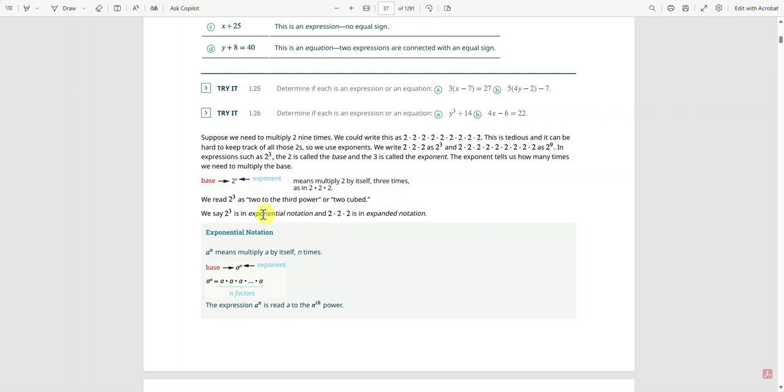And make sure you understand that this expresses the same exact idea as this. It's two different ways of expressing the same idea in algebra. 2 to the third power is in exponential notation. 2 times 2 times 2 is in expanded notation. Now here we have a summary of exponential notation, but notice that we're using variables here because these quantities can always change.